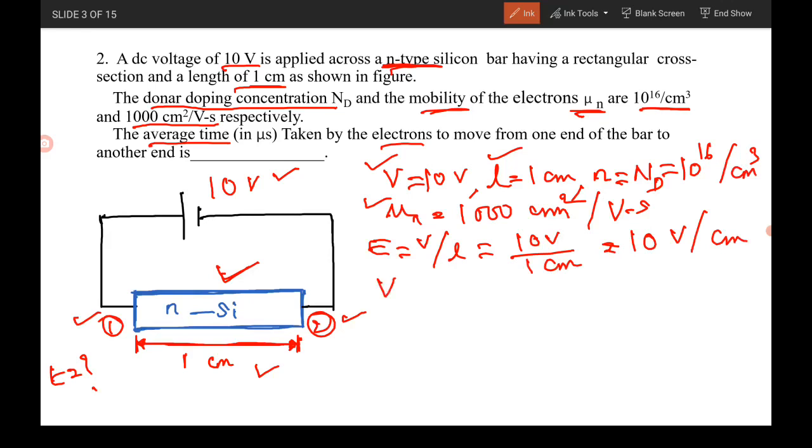Let us represent it by Vd. So Vd is equal to mu n into E. We know what E is and what mu n is. It is given.